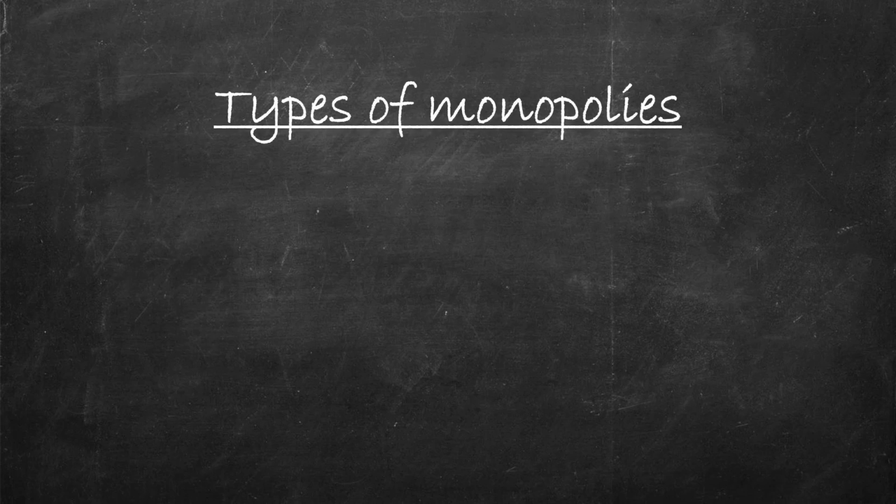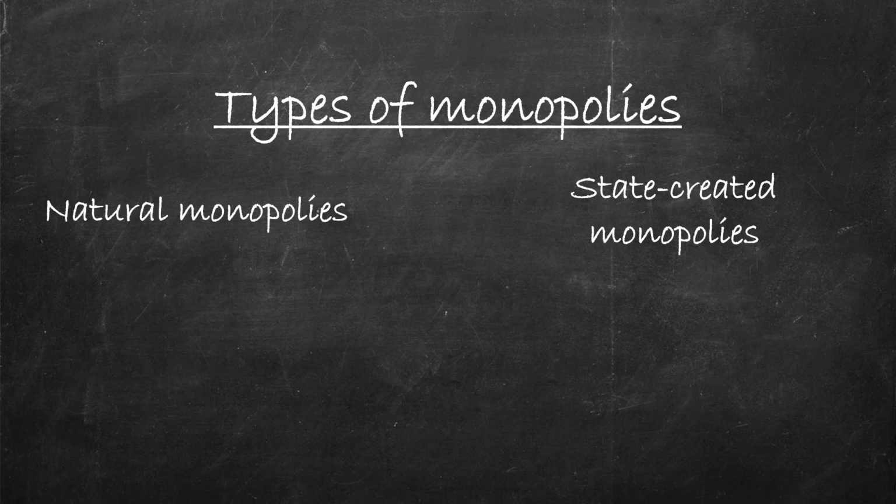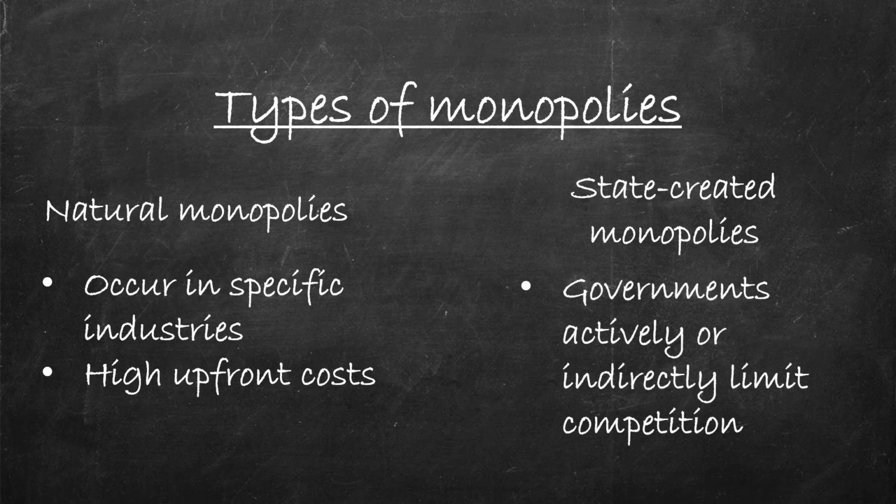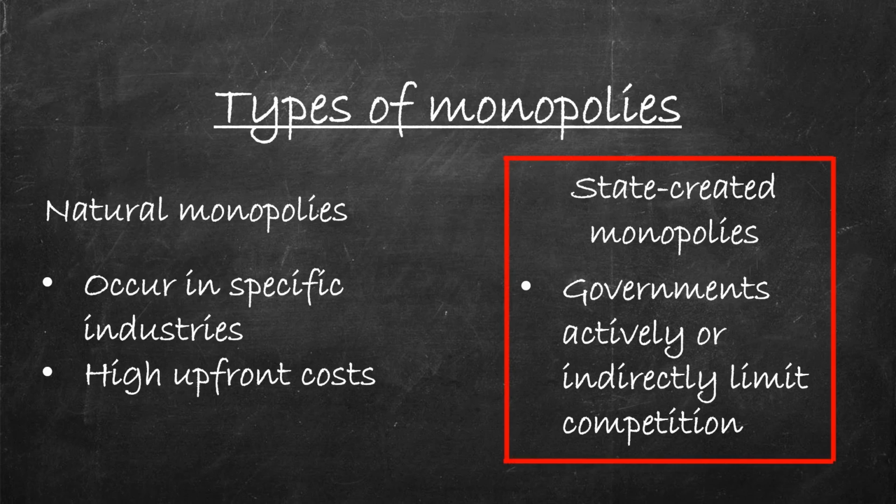Monopolies can generally be categorized into two types: natural monopolies and state-created monopolies. Natural monopolies occur in specific industries where high upfront costs or unique circumstances make it inefficient for multiple players to compete. Think utilities like water and electricity. However, even in these cases, free market mechanisms can often address inefficiencies. But state-created monopolies? That's a whole different story. These arise when governments actively or indirectly limit competition, often under the guise of regulation or public interest. That's where the real problem begins.